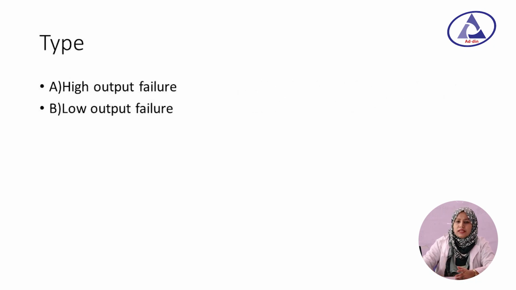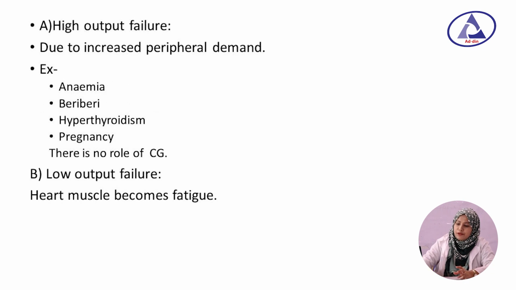Now, what are the types of heart failure? It may be of two types: high output failure and low output failure. High output failure means the pathology is not in the heart, it is elsewhere. It may be due to anemia, beriberi, hyperthyroidism or pregnancy, and here there is no role of cardiac glycoside. Low output failure means the heart muscle becomes fatigued and the cardiac output becomes less, and originally the pathology is in the heart.